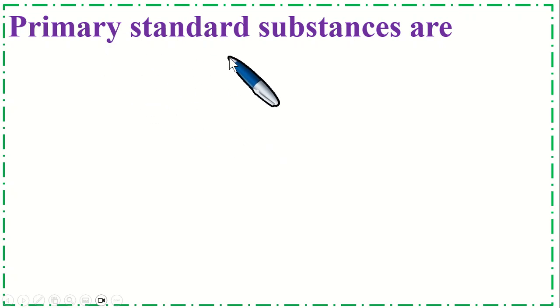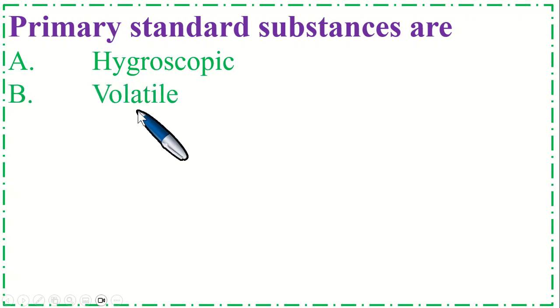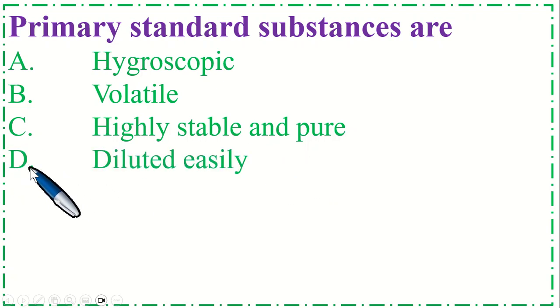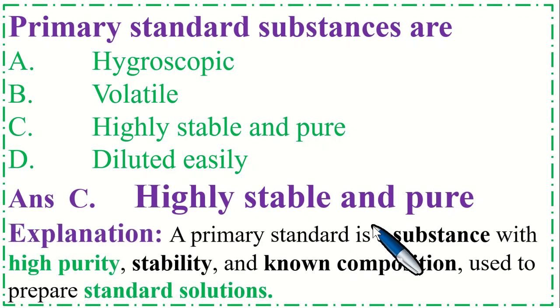The primary standard substances are: option A, hygroscopic; option B, volatile; option C, highly stable and pure; and option D, diluted easily. So the correct option is C, highly stable and pure. Explanation: a primary standard is a substance with high purity, stability, and known composition used to prepare standard solutions.